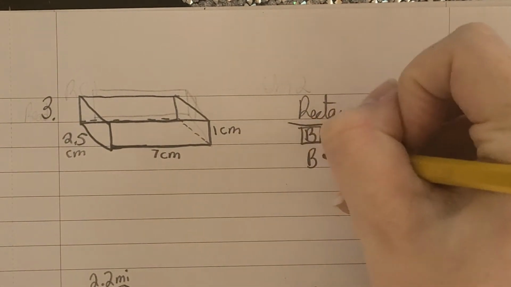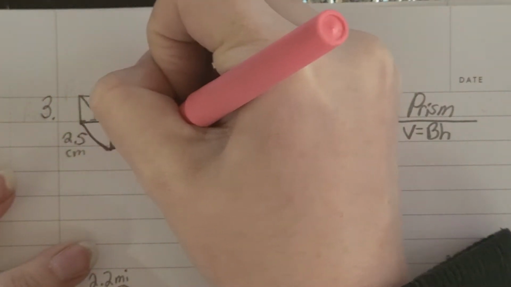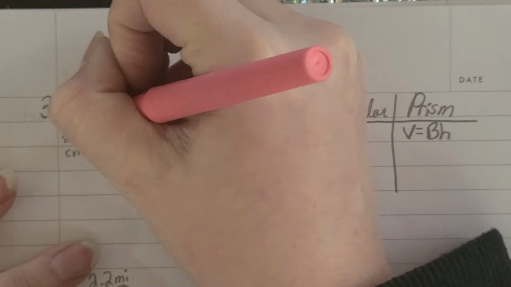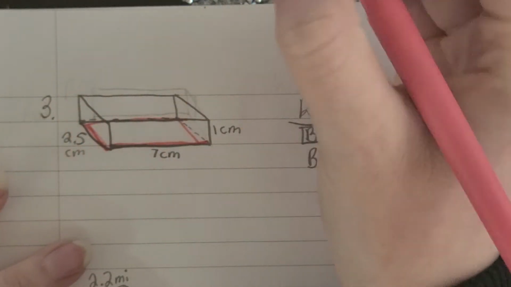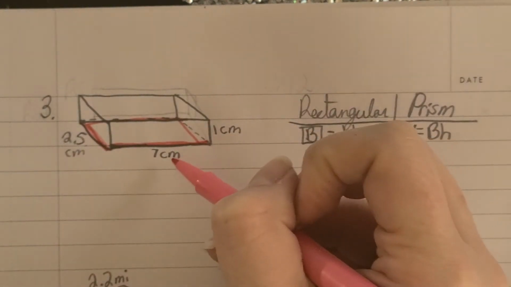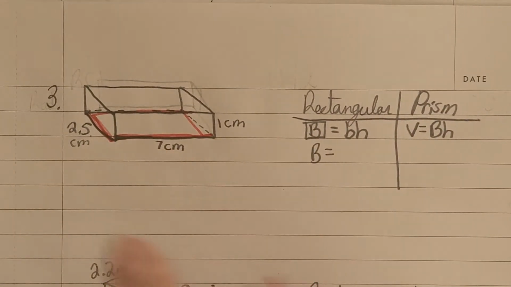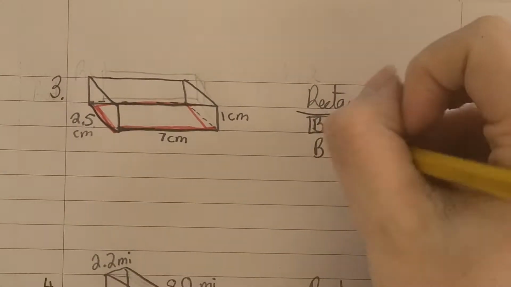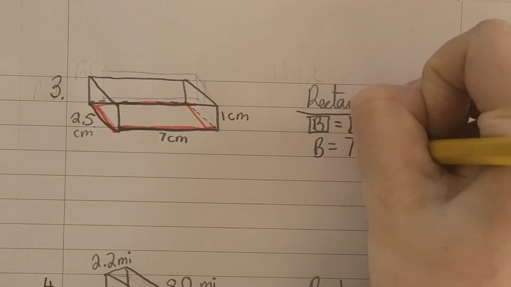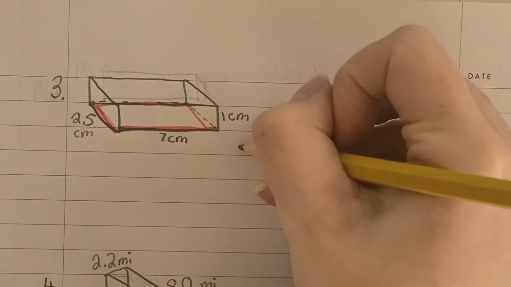Okay, so the area of our base is going to be this thing that it's laying on, this middle piece. You can barely see that. That's fine. So we're going to be using that 2.5 and that 7. Okay, so we're going to be multiplying 2.5 and 7. So I'm going to do base times height, 7 times 2.5. Okay. So let's find out what that is.